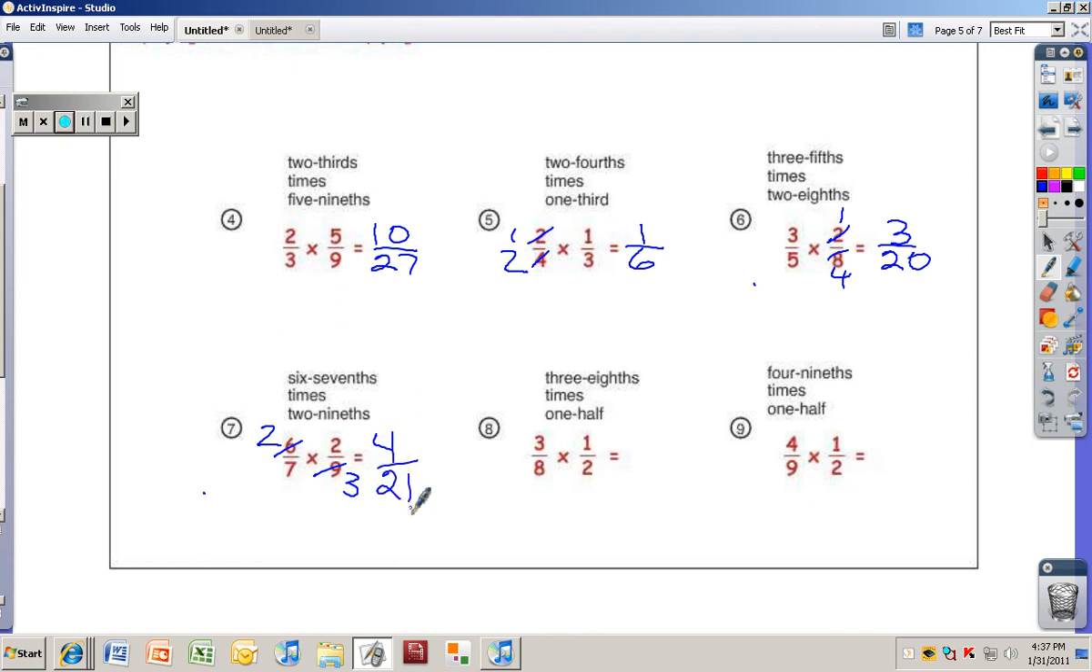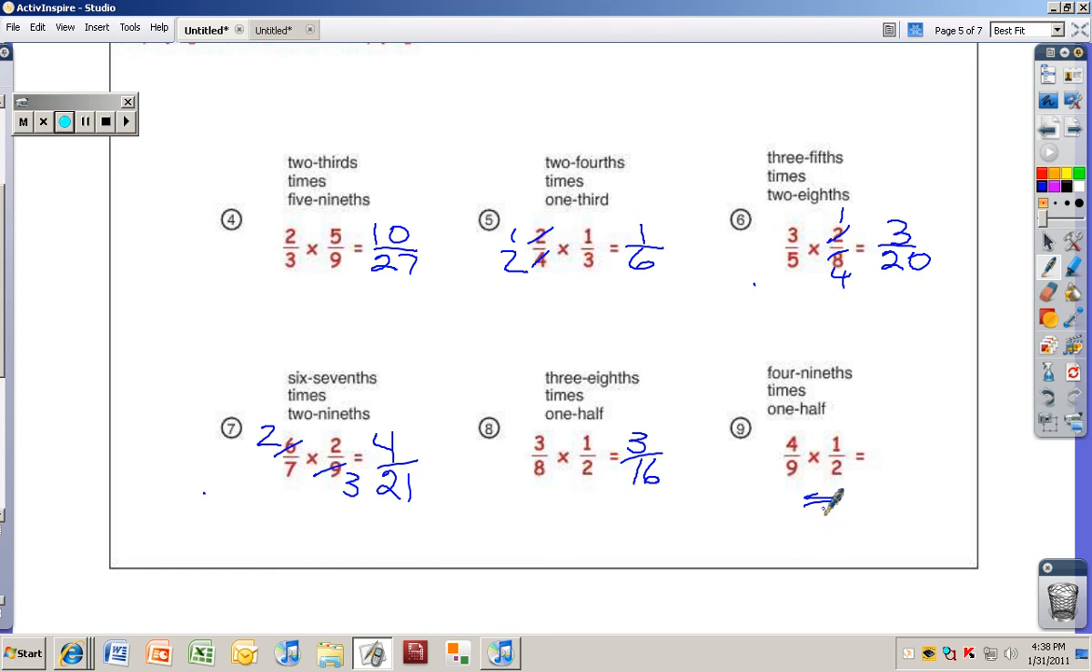Getting easy? Okay, do you see any way to reduce 3/8 and 1/2? No. Look hard now. Look diagonally. Look at each fraction. No ways to reduce those? Okay, so 3 times 1 is? 3. 8 times 2? 16. Woo!